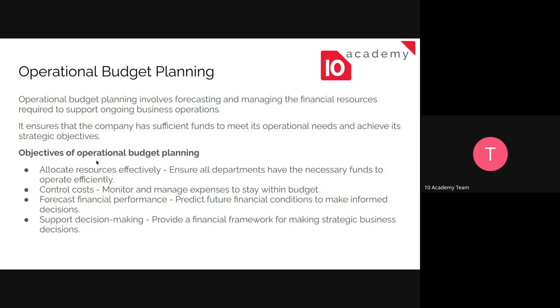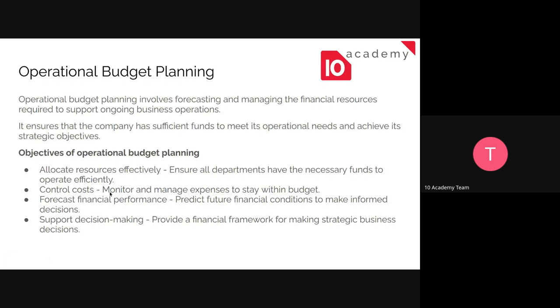The first objective of operational budget planning is to allocate resources effectively. The company could have a lot of departments, so each department is going to need some funds in order to operate. Allocating the appropriate amount of money or funds is going to help these departments operate efficiently.